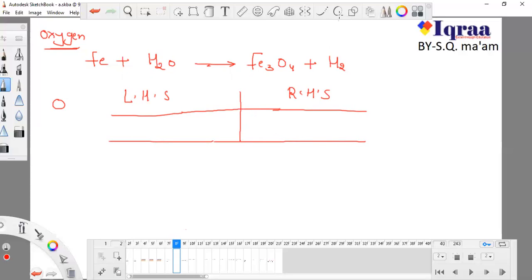Now for LHS I'm writing oxygen here and oxygen here. We are doing this for oxygen for sure. Now calculate how much oxygen is present at the left hand side. We know there is only one atom of oxygen present, and at this side there are only four atoms of oxygen present.